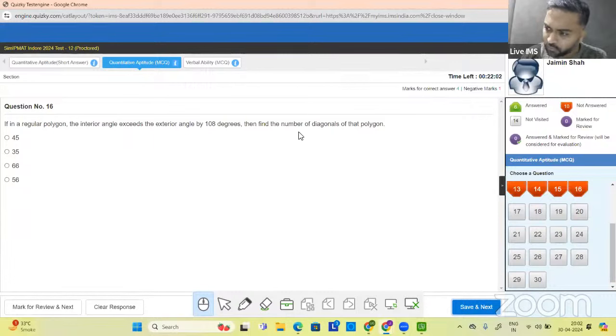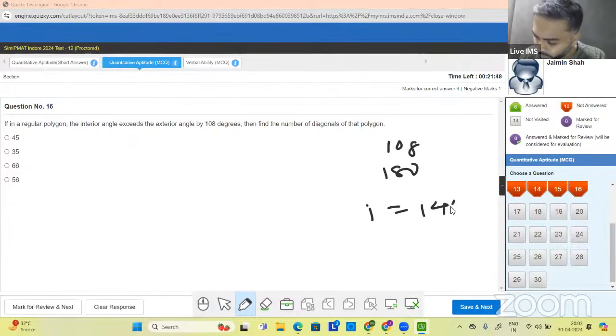ठीक है, तो 108 and 180, basically interior angle will be 288 का half 144, and exterior angle is, ठीक है, whatever, exterior is 36. So number of sides will be 10.